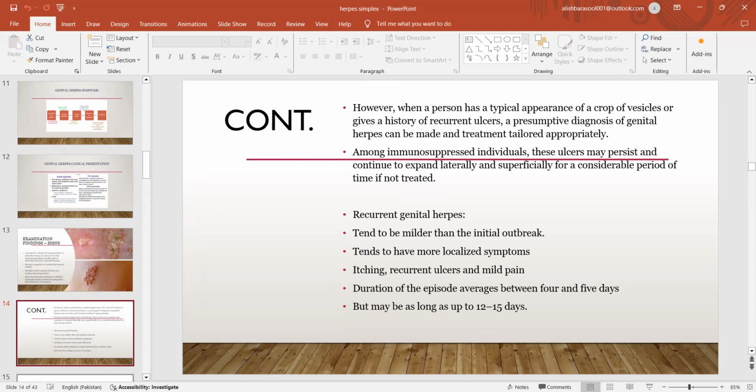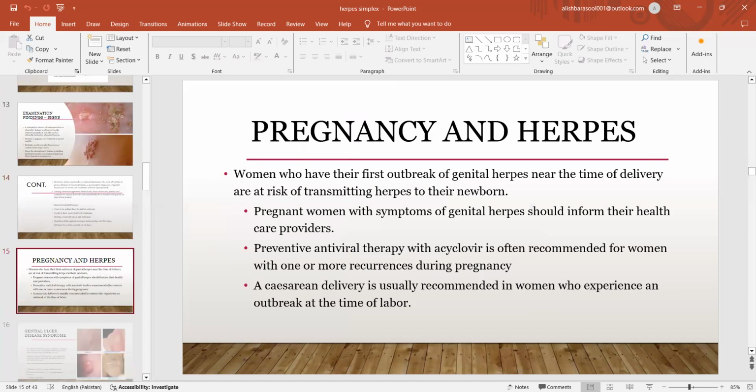Recurrent genital herpes tends to be milder than the initial outbreak, tends to have more localized symptoms: itching, recurrent ulcers, and mild pain. Duration of the episode averages between 4 to 5 days, but may be as long as 12 to 15 days.